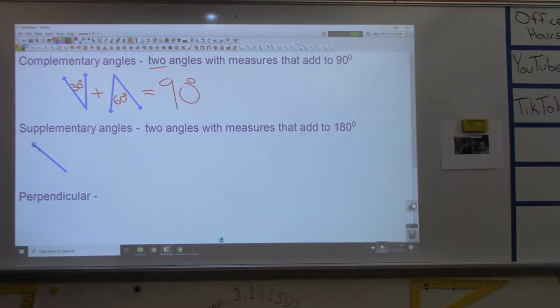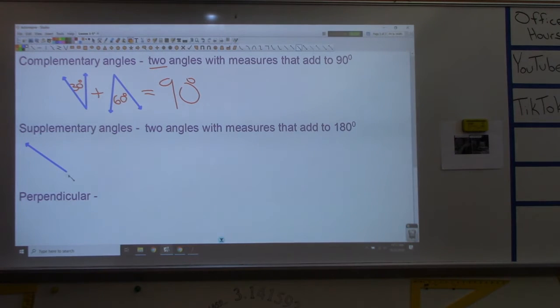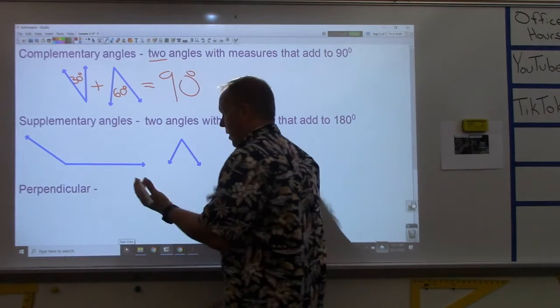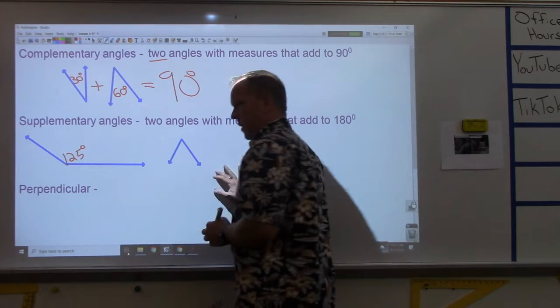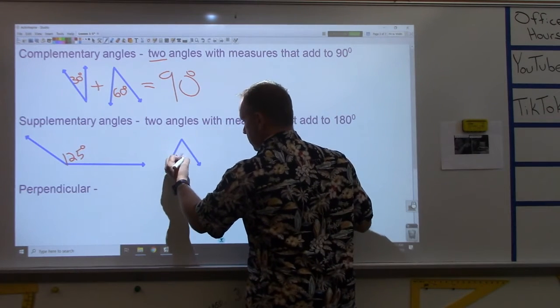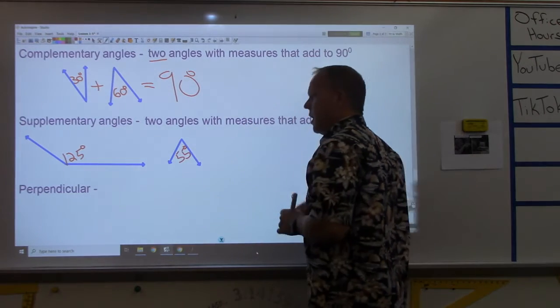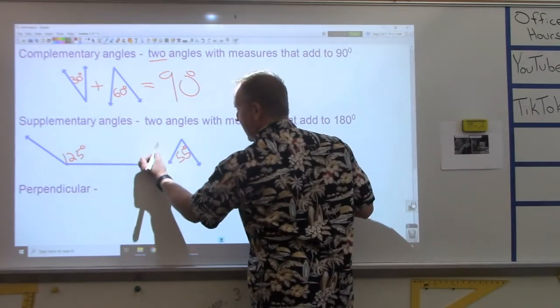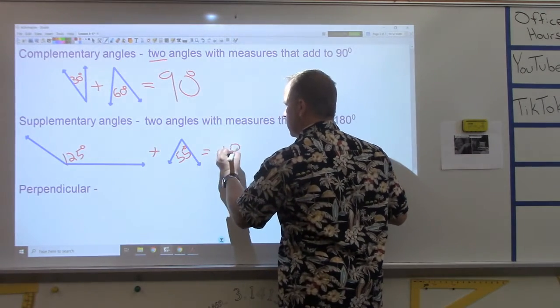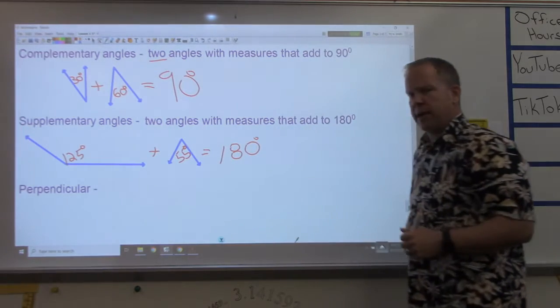Again, my pictures are not drawn to scale. Not in the slightest. So if I were to hypothetically say that this angle is 125 degrees, and this angle is 55 degrees, 125 degrees would be supplementary to 55 degrees, because if I add them, they equal 180, supplementary angles.